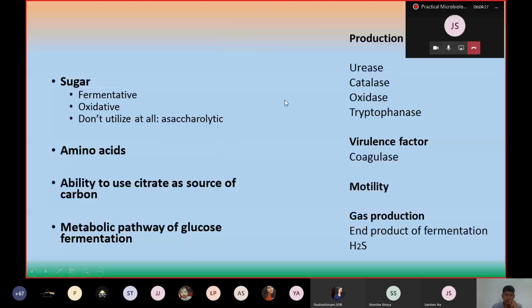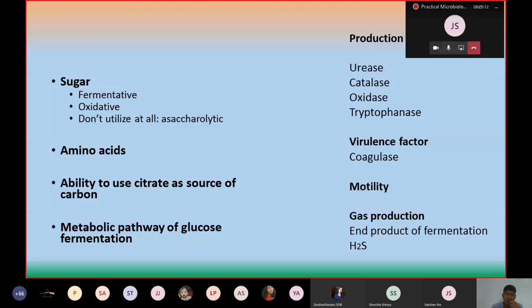Now more important is this one. What is the basis of those tests? What is the basis of those biochemical reactions that we have already listed by name? Certain biochemicals will contain sugar, and with the use of that biochemical we inoculate the organism there, then we'll see how the sugar is being utilized, whether fermentatively or oxidatively utilized, or they don't utilize it at all.